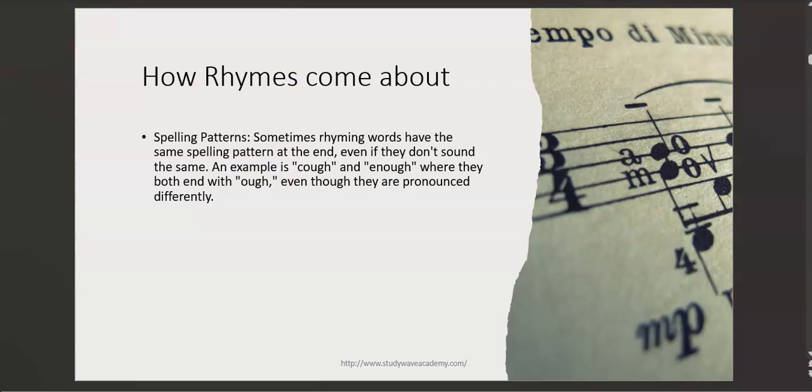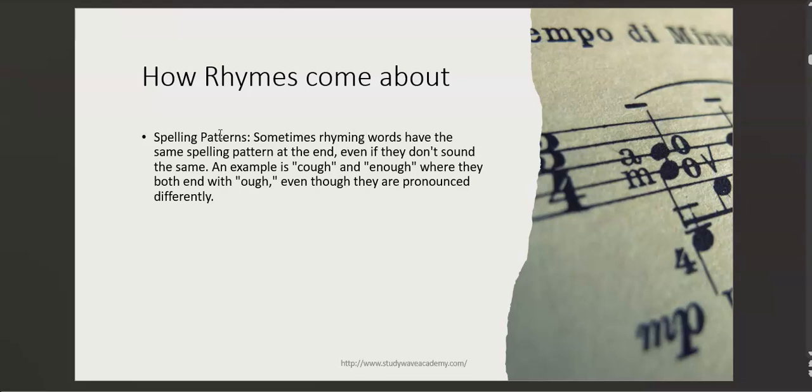Let's continue looking at how rhyming words come about. How do rhyming words come about? We have one thing that is called the spelling patterns. Sometimes rhyming words have the same spelling pattern at the end, even if they don't sound the same. An example is cough and enough, when they both end with off, okay? So even though they are pronounced differently.